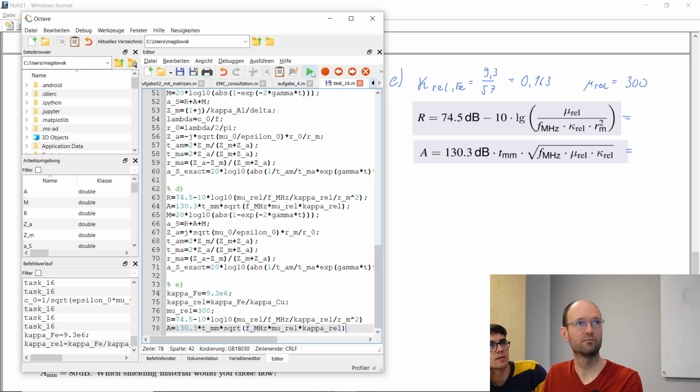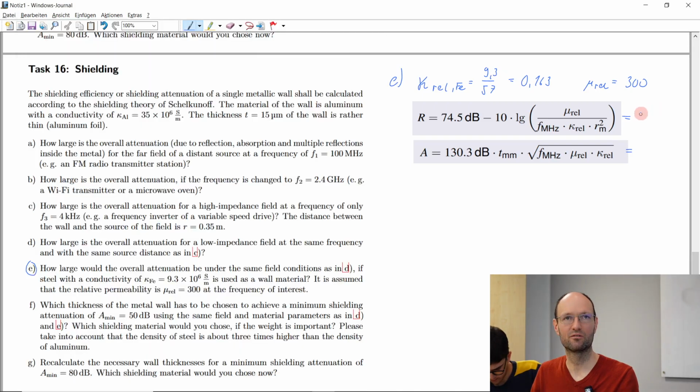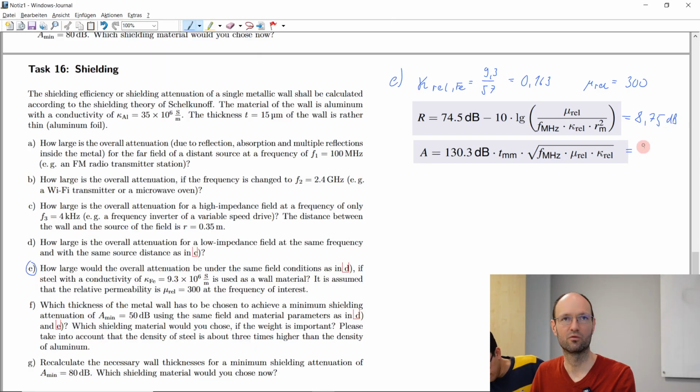So if I run, now we get less reflection as we discussed, and we get a little more absorption, but nothing that would really help us. So if I copy this, it's 8.75 decibel, and the other value was 0.9, let's say, or 0.86.